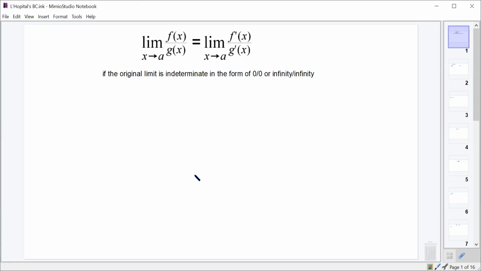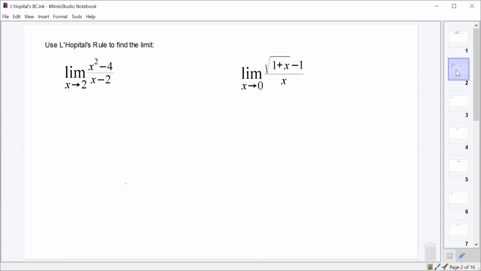And you may at some point have to do a little bit of simplification in there. But this is L'Hopital's rule, and we're going to look at the basics of it when it's 0 over 0, infinity over infinity. Then we're going to look at a bunch of other indeterminate forms and how to put them into something that we can use this for, and just some other limits in general that we're going to use. So these two should be easy.